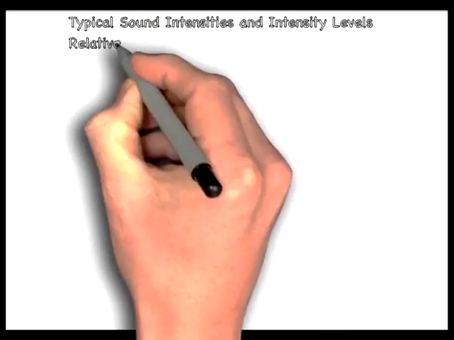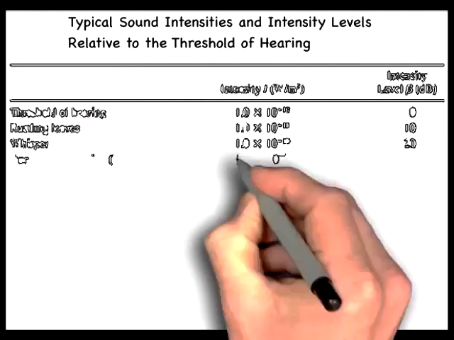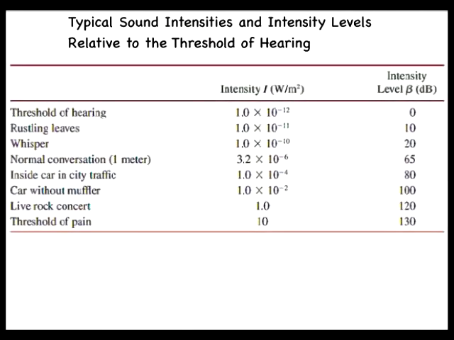In order to give some intuitive feel for the intensity levels of things that many of us can compare, the table shows some typical sound intensities and intensity levels relative to the threshold of hearing, I0 equals 1 times 10 to the negative 12 watts per meter squared.